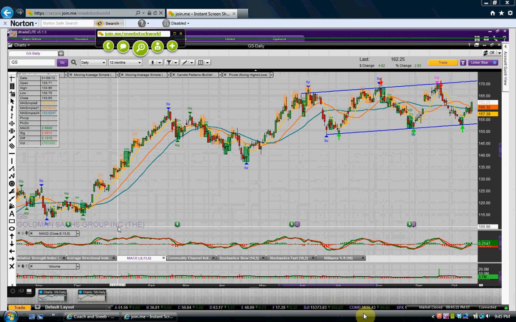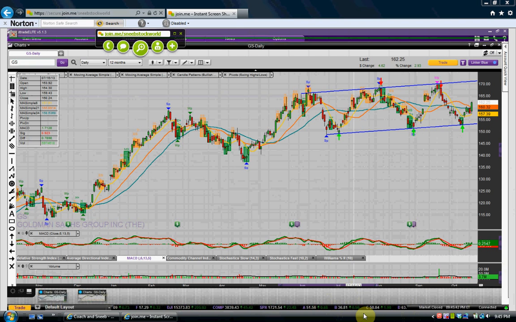Now the cool thing is this means you could get twice as many trades out of the same chart, right? You could get twice as many trades out of the same chart.